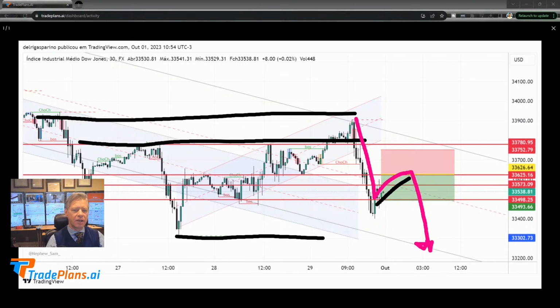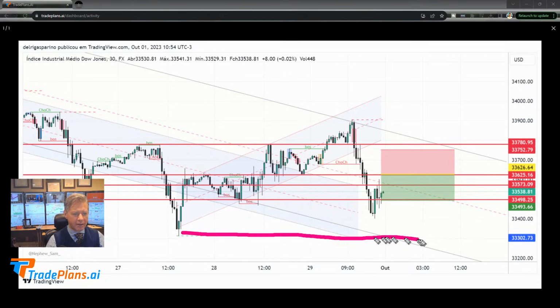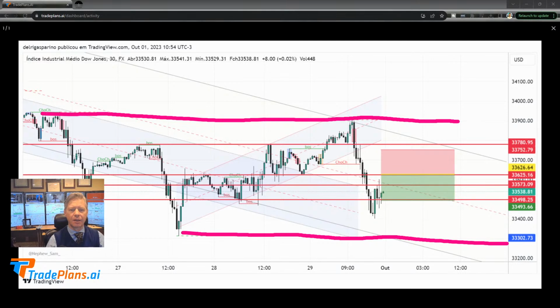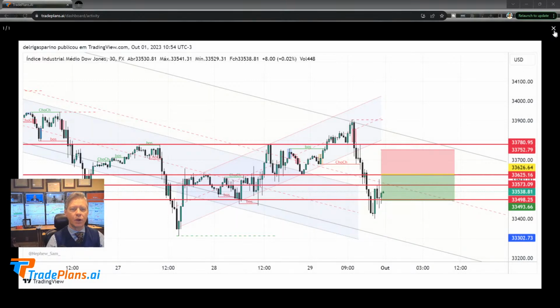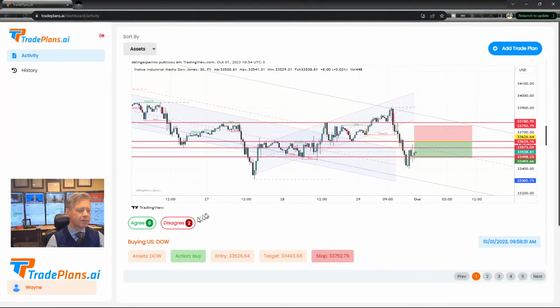When you're range trading, you buy at the bottom or you sell at the top. And placing a trade here is neither. It's not a trade at the bottom and it's not a trade at the top. So, no, I disagree.